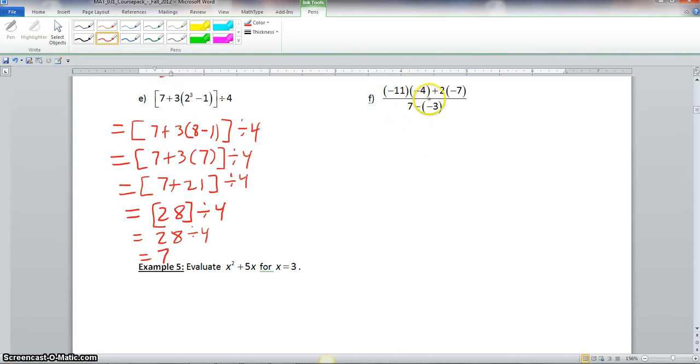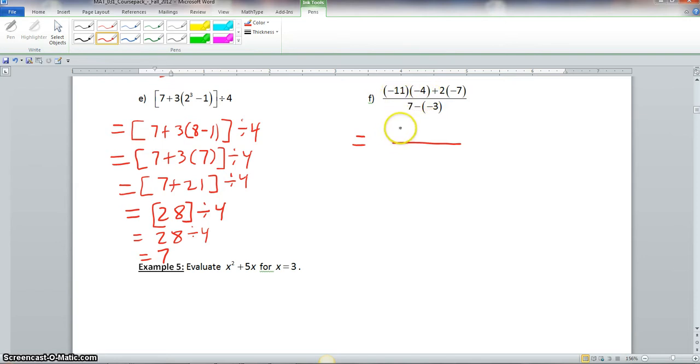And now we go to F. We have this division problem. We look at the numerator first, then we look at the denominator. Now with our numerator, we have multiplication. These parentheses we can't do anything with. So we have multiplication, addition, and multiplication. We do the multiplication first.